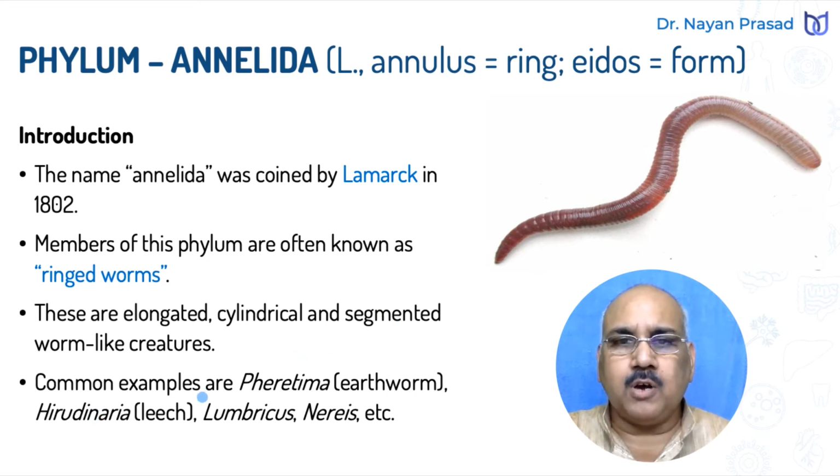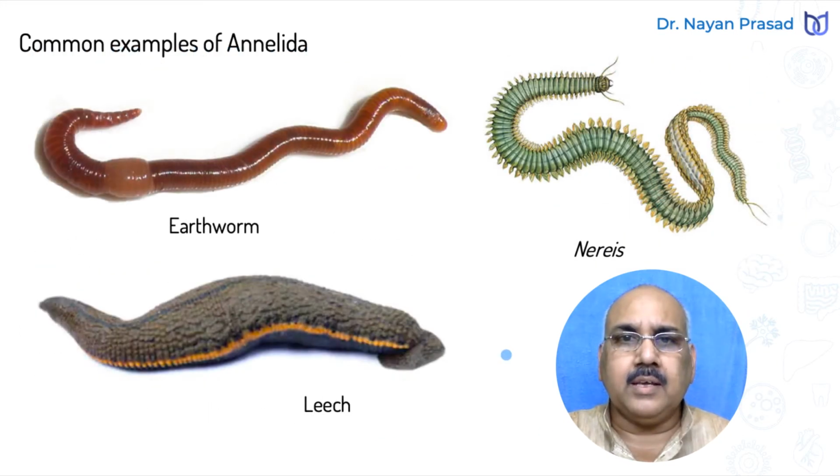The common examples of this group are Pheretima, which is commonly called earthworm. Hirudinaria is the scientific name for leech. Lumbricus, another scientific name for earthworms. Nereis, etc. So let us see the diagrams of these animals. Here the images are of earthworms having elongated cylindrical and segmented body. The different segments are very clear here. Leech, the parasitic animal. Earthworm, free living.